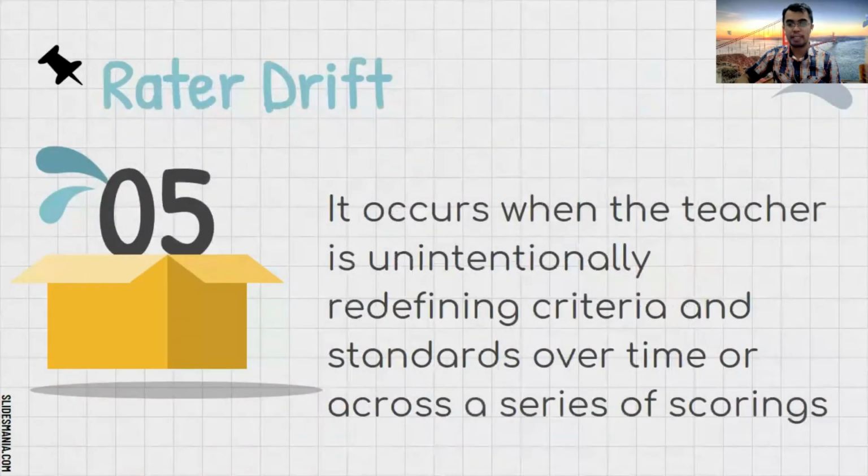Number 5, rater drift. It occurs when the teacher is unintentionally redefining criteria and standards over time or across a series of scoring. This is like when you add a new criterion after checking the first 5 essays. At first, you disregard the penmanship, but as you move along, you are considering penmanship. Or it could be that at the beginning you are very strict, but as you move along, you tolerate certain mistakes without giving deductions.